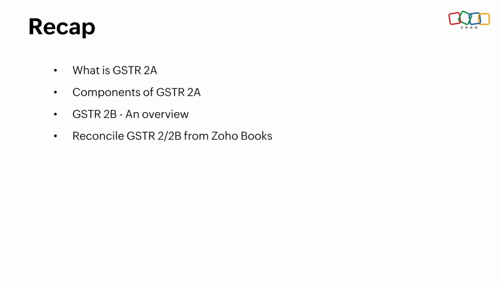Let us have a quick recap of what was discussed in today's session. We learned about GSTR-2A, the various components from which the GSTR-2A is derived and how we can view it in the portal. We discussed GSTR-2B, the various components and the returns from which the GSTR-2B is derived, and then we had a deep explanation of how these transactions can be reconciled, that is, your 2A and 2B can be reconciled from Zoho Books. Also, we discussed some of the frequently asked questions.